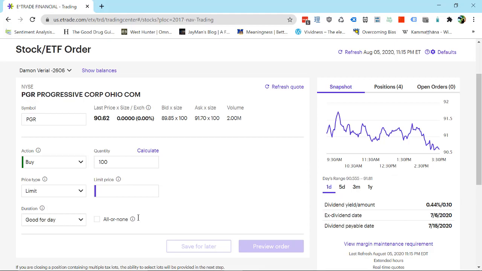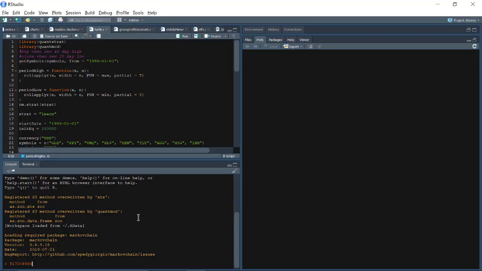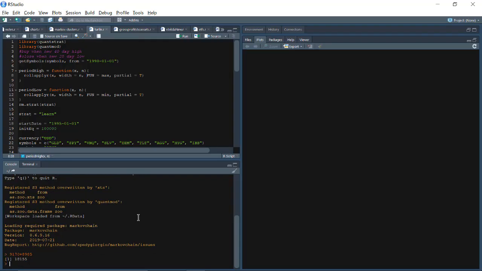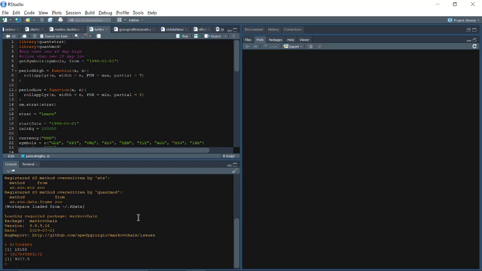Is that right? 85. So we do that, and we divide by 2. That gives us the midpoint. You're almost always going to get your order filled when you put in this midpoint price.